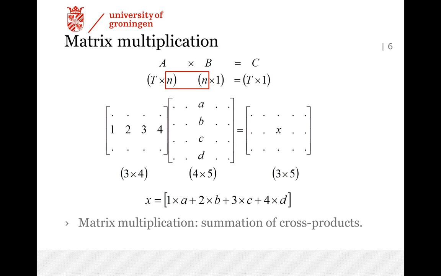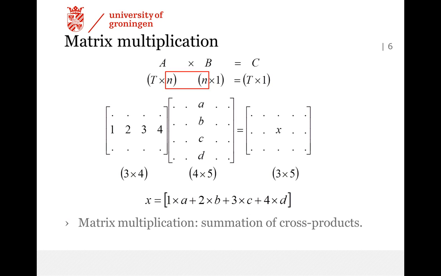And what is important in matrix multiplication is we can only multiply matrices when these inner dimensions, and by that we mean the number of columns of matrix A, need to match the number of rows in matrix B.